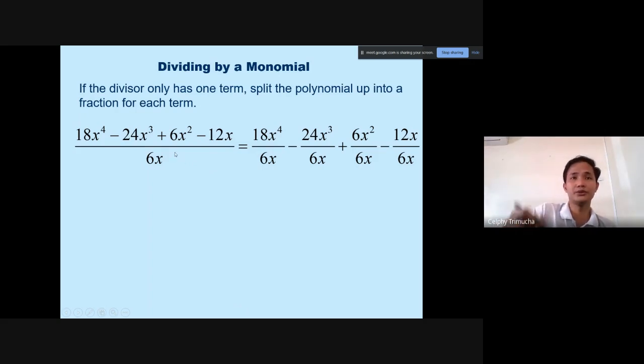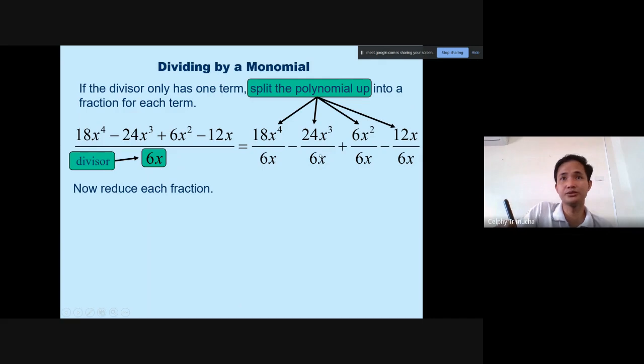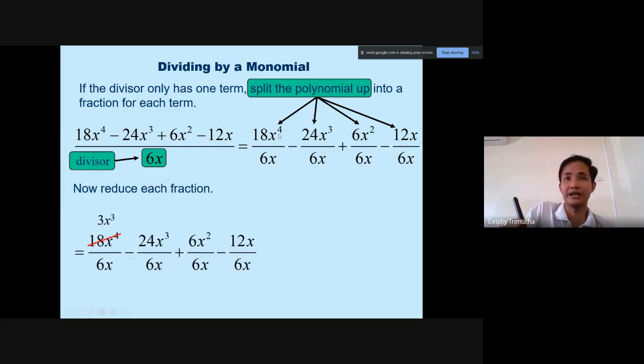So what we will be doing, separate siya, isa-isahon naton, divide. So we have isa-isa ta, we split the polynomial divided by your divisor which is equal to 6x. So now reduce each fraction. Pwede ta ma-reduce ang ating fraction. We have 18x to the fourth all over 6x. We have also negative 24x cubed all over 6x. We have minus 12x all over 6x.